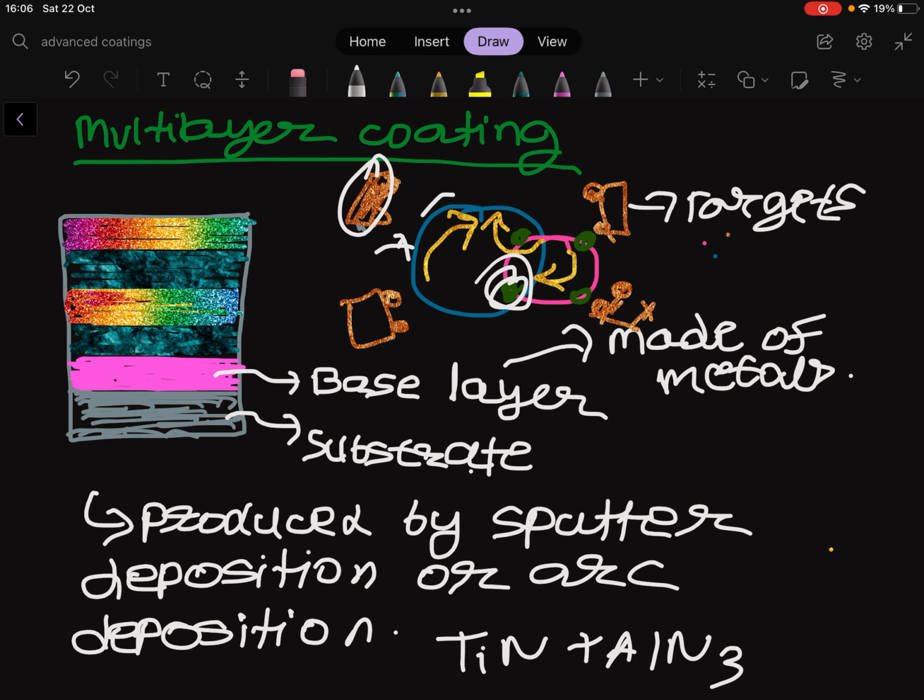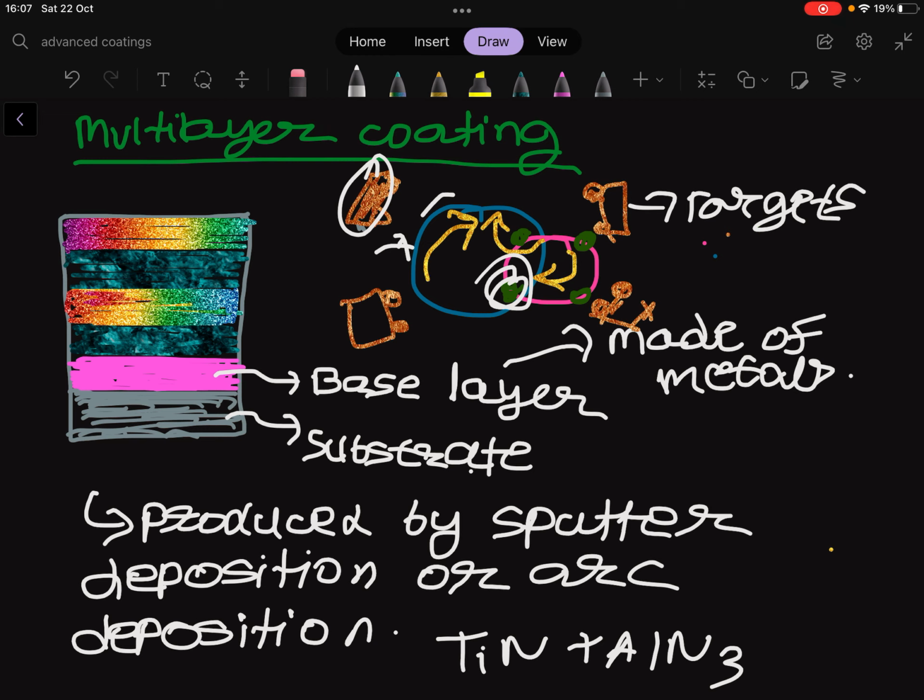Now, in order to occupy chamber space in a more efficient way, instead of placing only one object on the periphery of the drum, we can dispose this set of objects so we also occupy the internal volume of this chamber. So the overall cost of our process is lower. If we put the object far from the target, we can get non-uniform coating thickness.